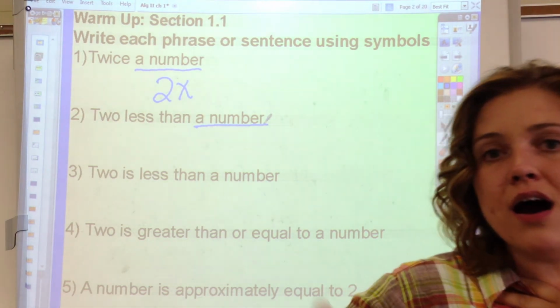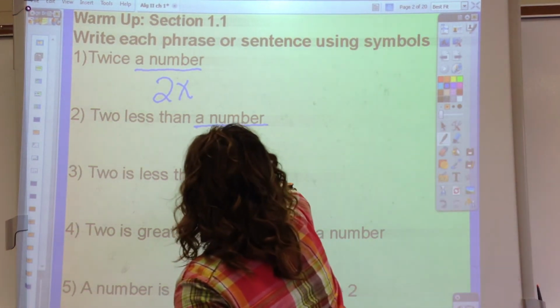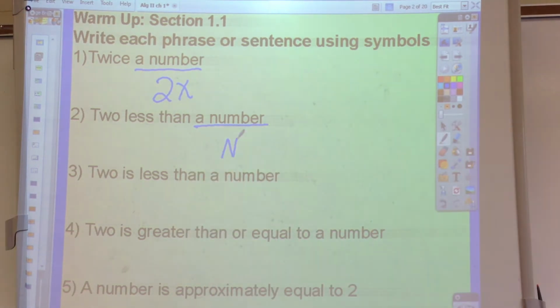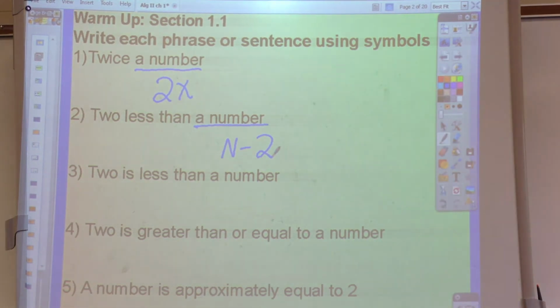Number 2 here, 2 less than a number. Again, I start with my a number. And let's use a different variable this time. How about n? And I want 2 less than n. So what arithmetic operation gives me less than something? That is subtraction. So I have n minus 2.